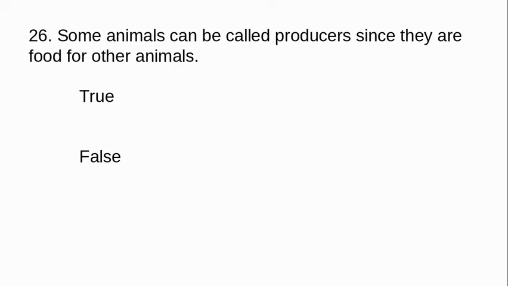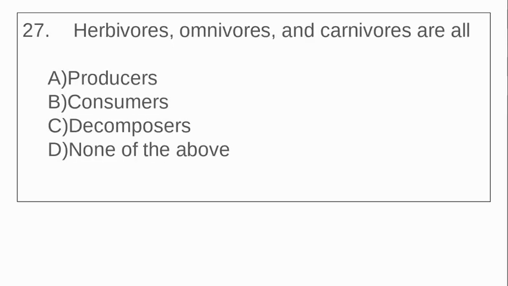All right, 26. Some animals can be called producers since they are food to other animals. That's not why they are called producers. Producers make their own food, so that is false. Producers make their own food. You might want to write that down.